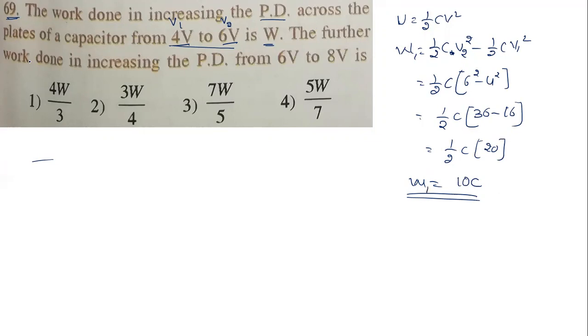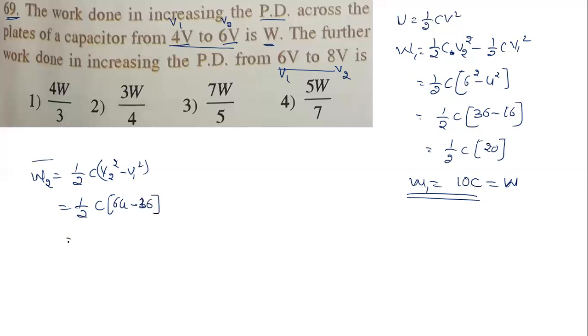Now further, the work done to increase the potential from 6 to 8 volt. Similarly, let's find W2. In the question it is given, W1 is W. W2 is the same scenario: 1 by 2 C times V2 square minus V1 square. V2 square is 8 square, this is now V1, this is V2. 8 square is 64 minus 36.